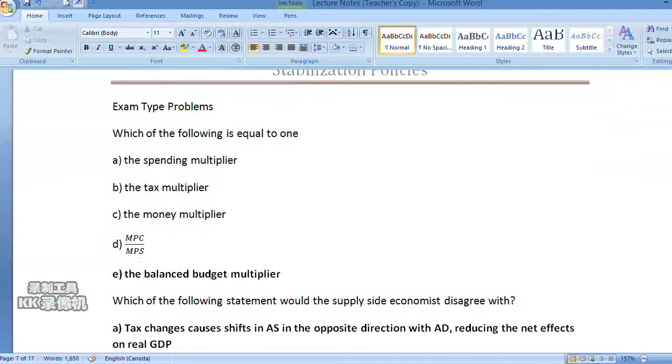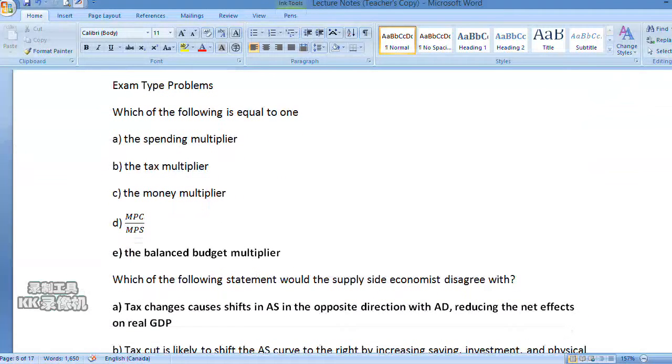Okay, so let's go over some exam type problems. Which of the following is equal to 1? So the spending multiplier is 1 over 1 minus MPC, or it is just 1 over MPS. And this is smaller than 1. It's actually in between 0 and 1. The tax multiplier is just MPC over MPS. Sorry, that is not smaller than 1.